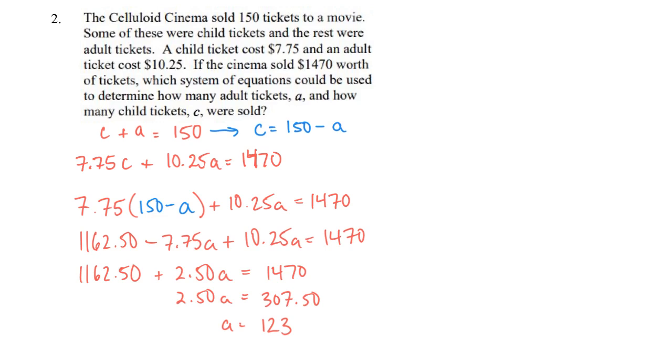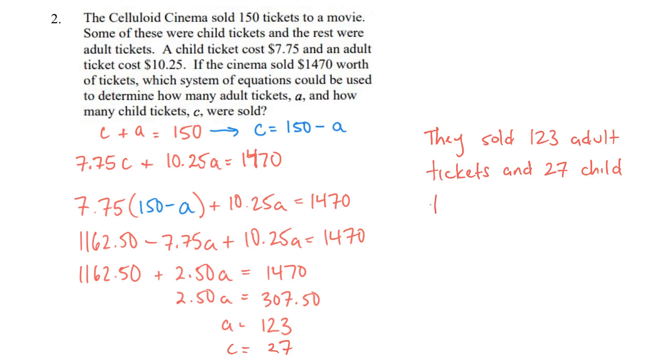So that means that we sold 123 adult tickets, and if I sold 150 tickets in total, then all I need to do is subtract 123 from 150, and I can find out that I sold 27 child tickets. So they sold 123 adult tickets and 27 child tickets.